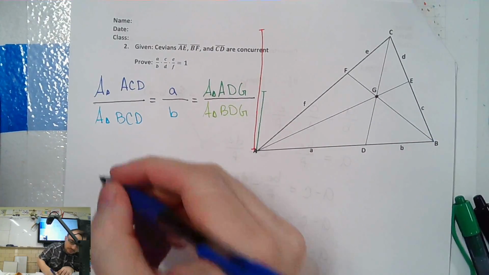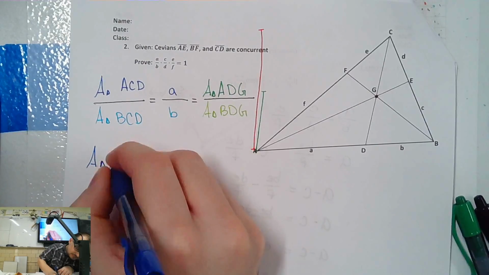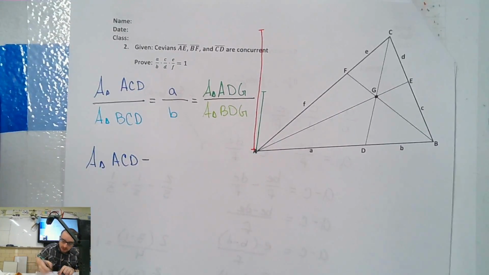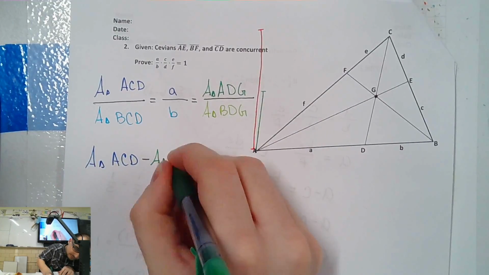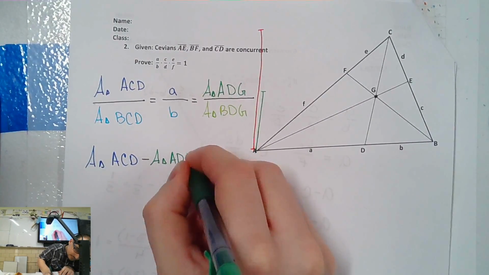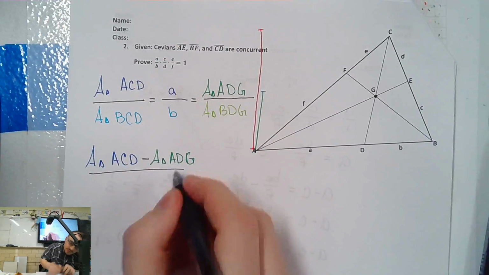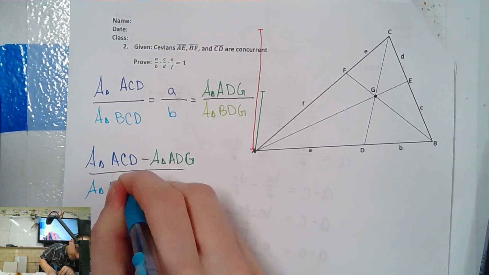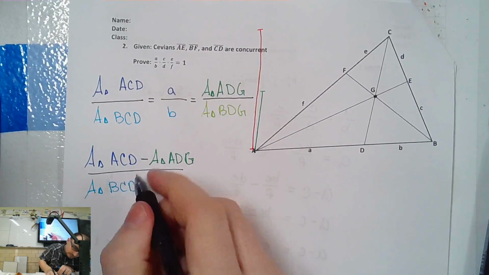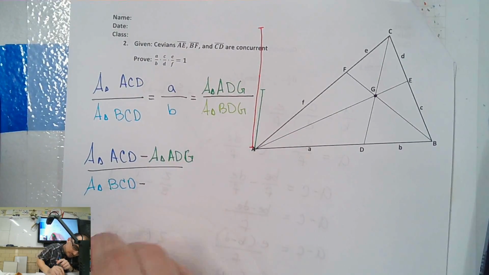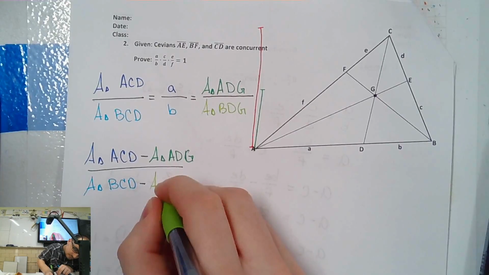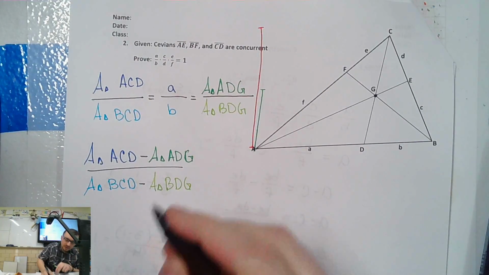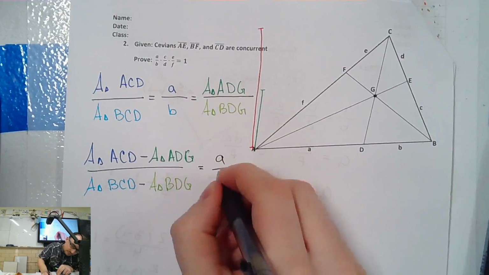So, by our first lemma, I can subtract this dark blue and dark green guy, and I can subtract the light blue and light green. And what I'll get is A over B. Cool.